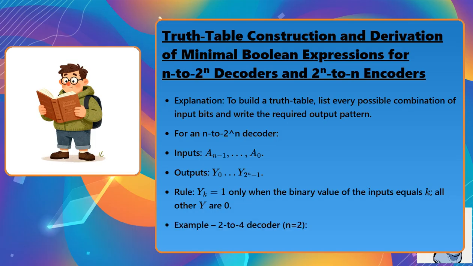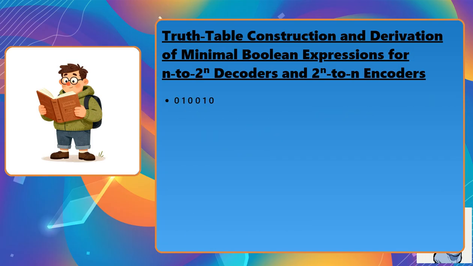Example: 2 to 4 decoder, n equals 2. Inputs 0 0 give outputs 0 0 0 1. Inputs 0 1 give 0 0 1 0. Inputs 1 0 give 0 1 0 0. Inputs 1 1 give 1 0 0 0.